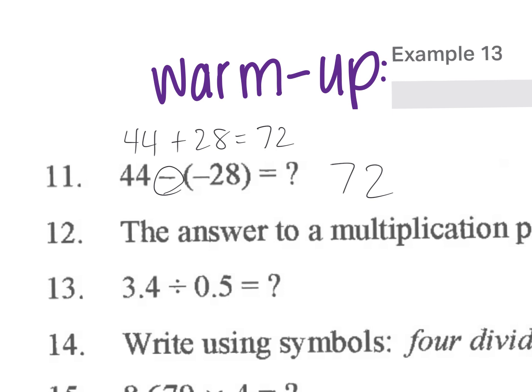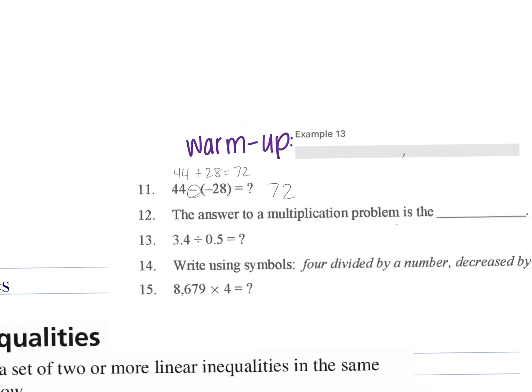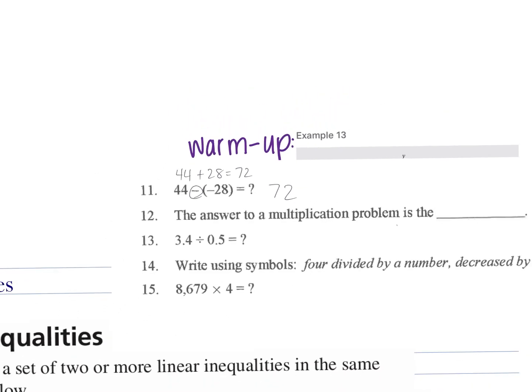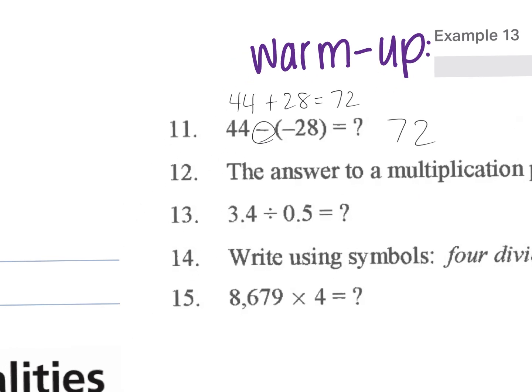Okay, number 12. The answer to a multiplication problem is the blank. Miss Alonzo. The product. The product is correct. I saw a few people, it's okay that you did, but you put sum here. What is a sum? Addition. What's a difference? Subtraction. Which one do we use for division? What do we call it? A quotient. Okay? All right, number 13.